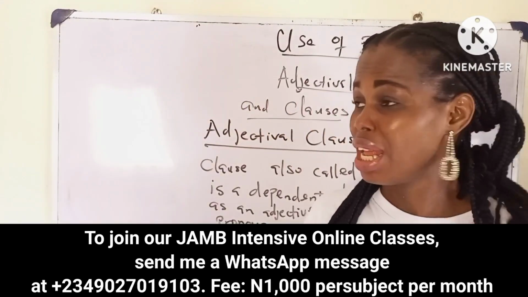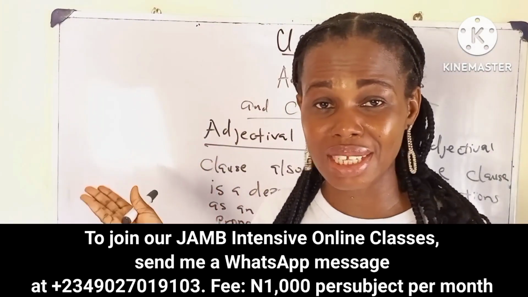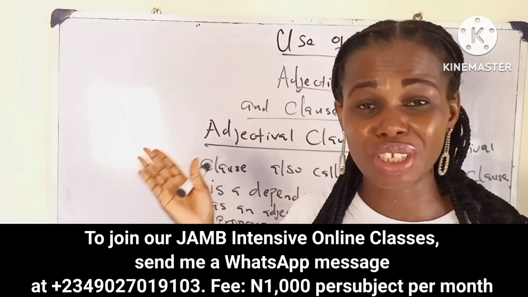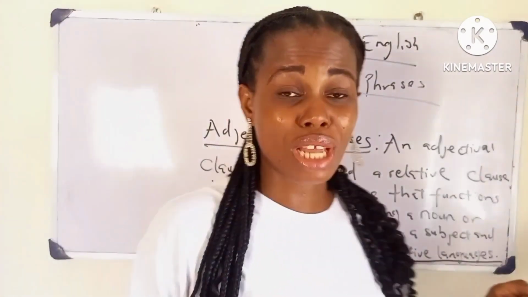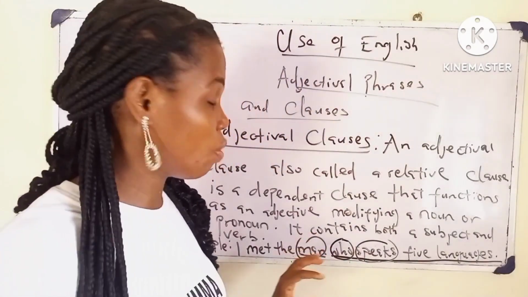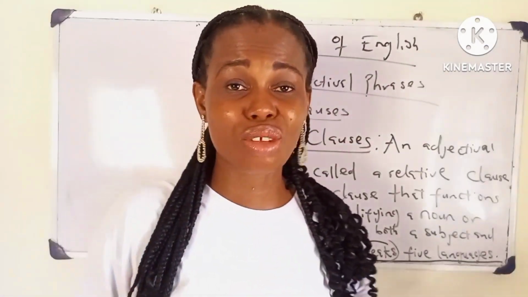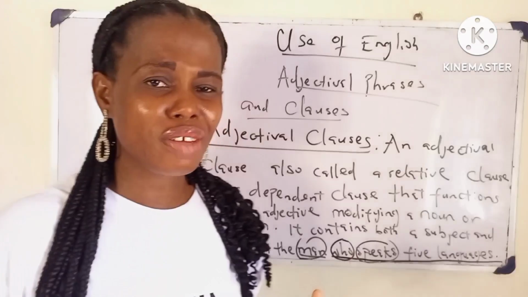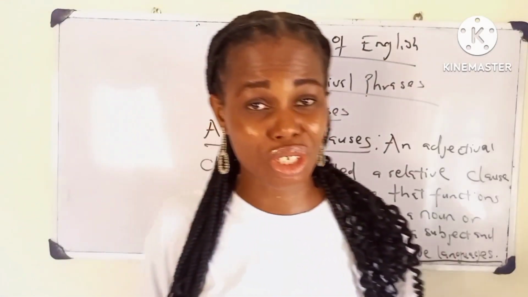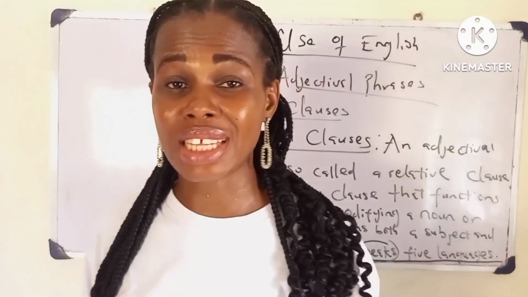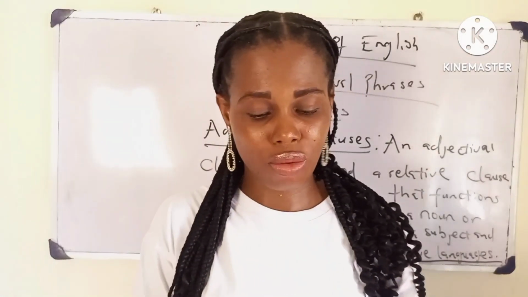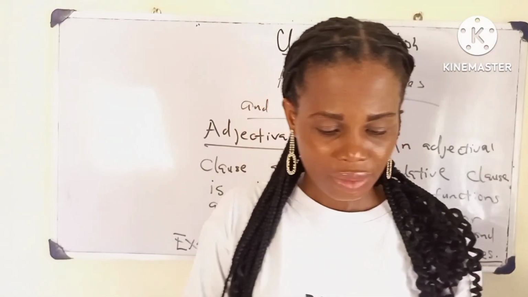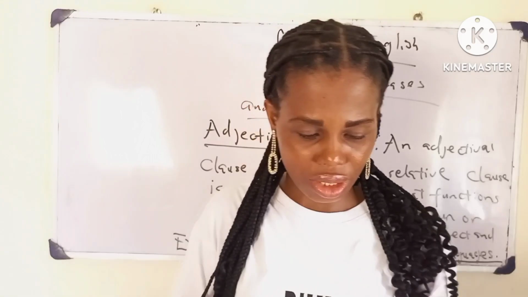Once you're able to, like we've talked about adjectival phrases, you've understood the function, you've understood how to identify adjectival phrases and adjectival clauses, and you've seen the pointers to a group of related words being an adjectival phrase or an adjectival clause. So we know all of these things. It will be very easy for you to answer questions on phrases and clauses. Now let's see some questions from past questions.